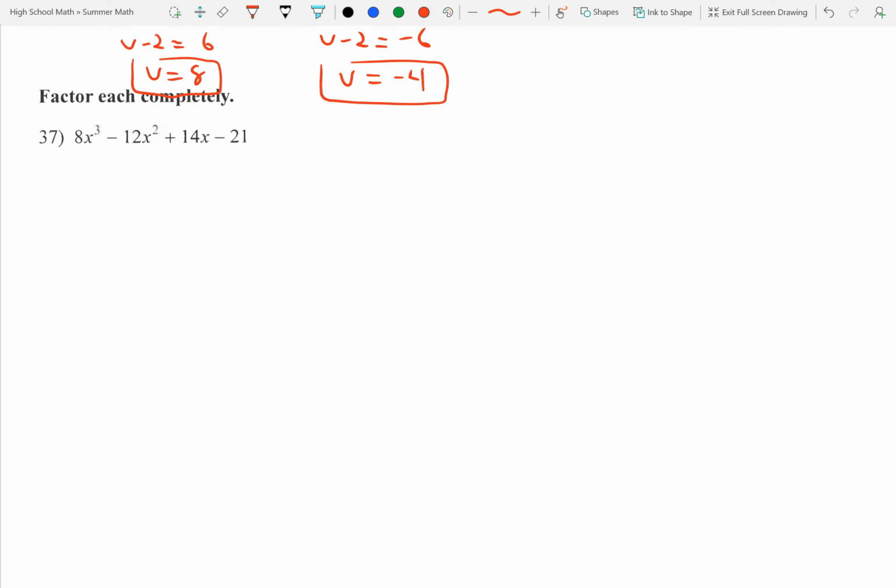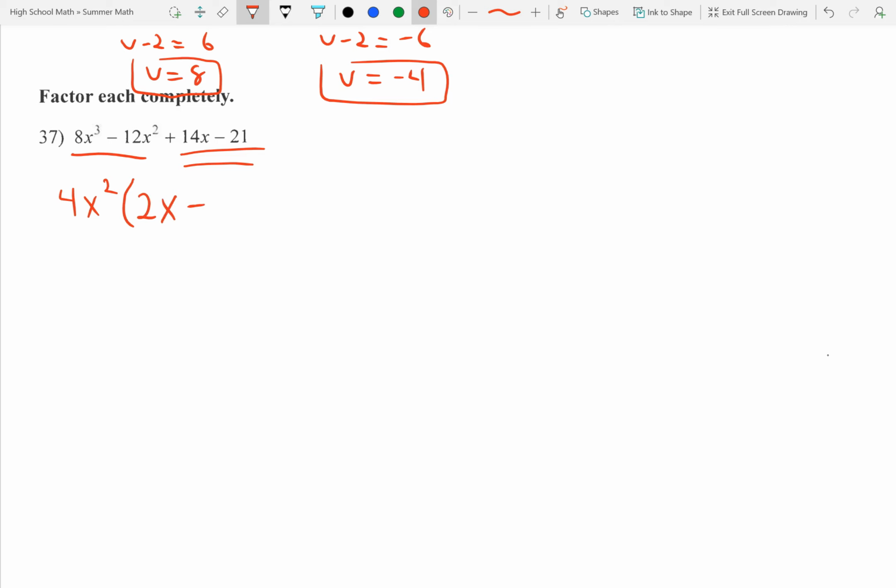Factor each completely. Here we have 4 terms. When we have 4 terms, we'll factor by grouping. I'm looking at my first 2 and separately my second 2 terms. Between my first 2 terms, the GCF will be a 4x squared. 4 divides 8 and 12. X squared. When they both have the variable, go to the least power and take it all. So 8x cubed divided by 4x squared will be a 2x.